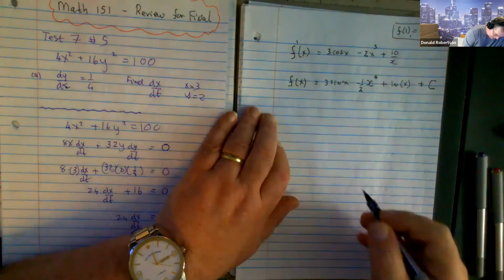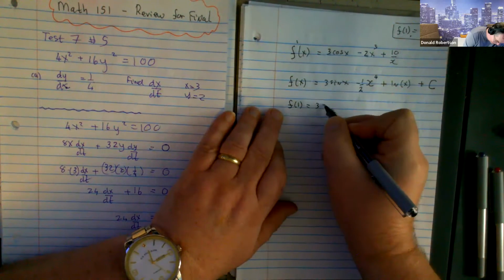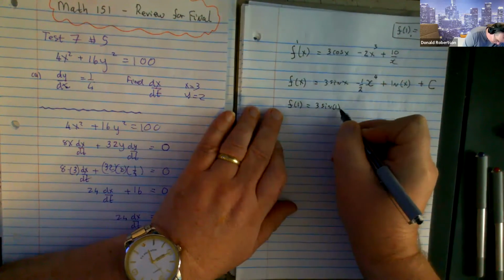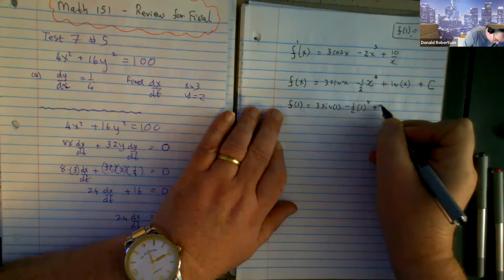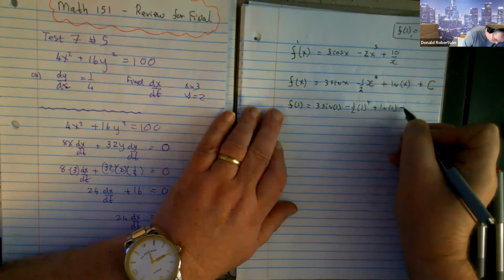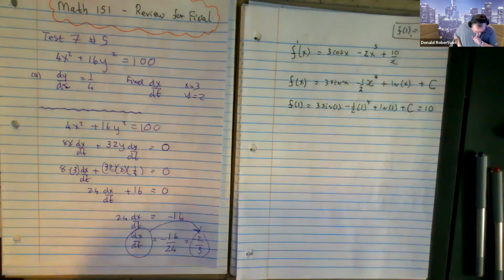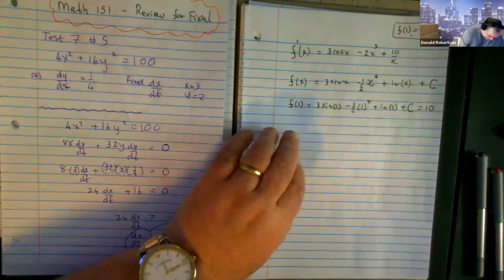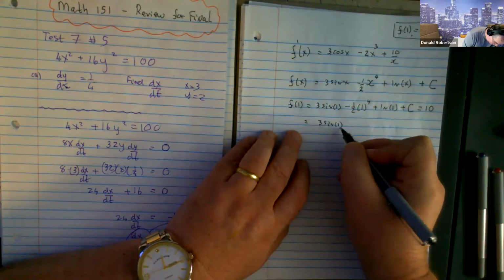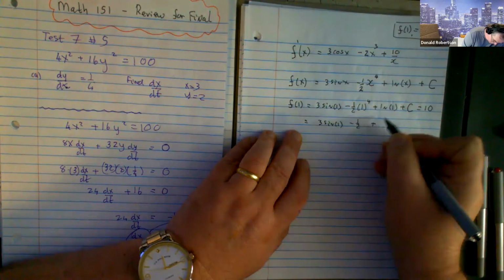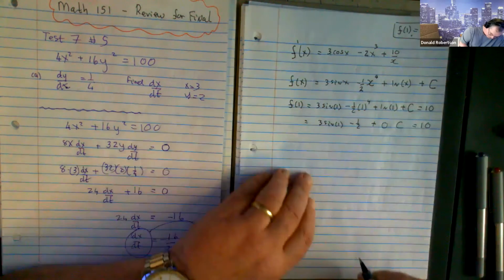Now, let's bring this into play. f of 1 is 3 times the sine of 1, take away 1/2 times 1 to the power of 4, plus the natural log of 1, add c, and this is going to equal 10, because f of 1 equals 10. Not very nice, but it is what it is. The natural log of 1 is 0, so I have that.